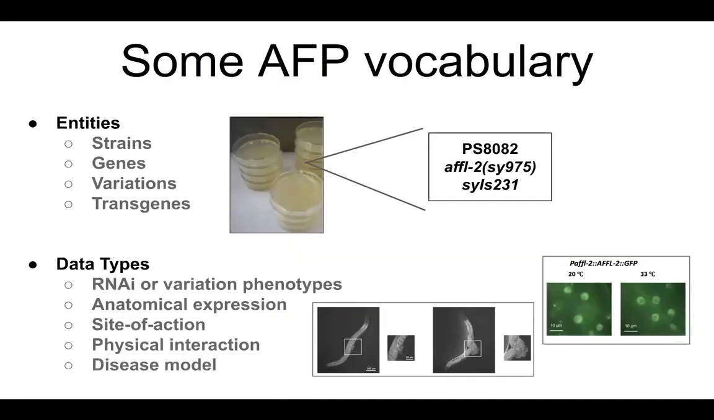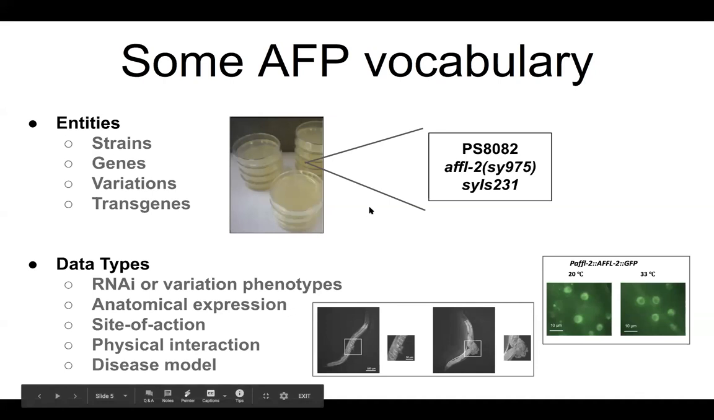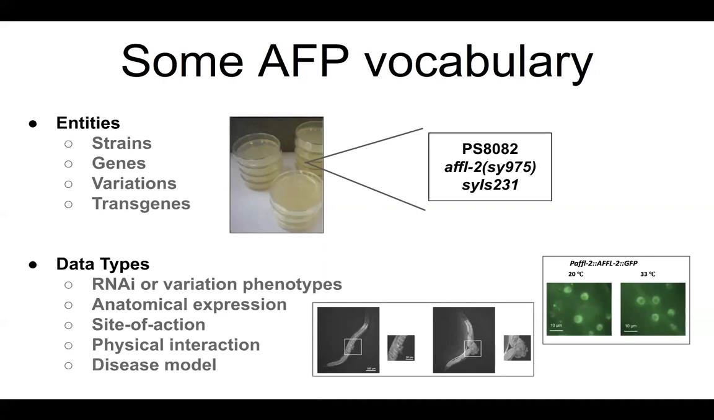So just for some quick AFP vocabulary, and this will help as I go through and explain how the form for Author First Pass works. What do we mean by entities? Entities are basically physical things, is a way to think about it. In WormBase, we think of these as things like strains, genes, variations, transgenes. It's the kind of thing you could actually hold in your hand, a plate with worms of a particular strain that have a variation in a specific gene and maybe a rescuing transgene, right? So these are what we think of as entities at WormBase.